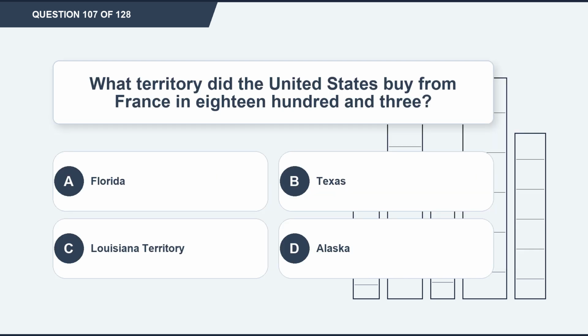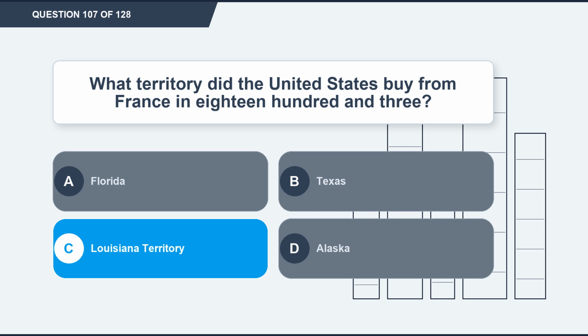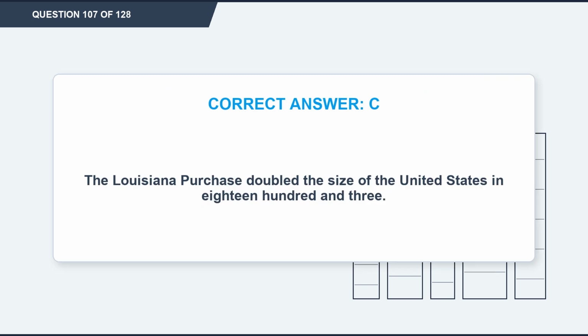Question 107. What territory did the United States buy from France in 1803? Option A, Florida. Option B, Texas. Option C, Louisiana Territory. Option D, Alaska. The correct answer is option C, Louisiana Territory. Explanation. The Louisiana Purchase doubled the size of the United States in 1803.